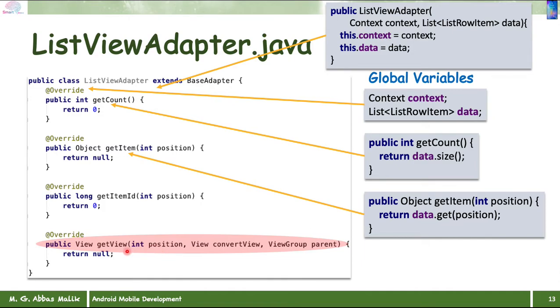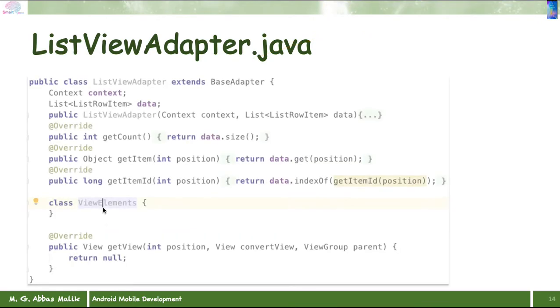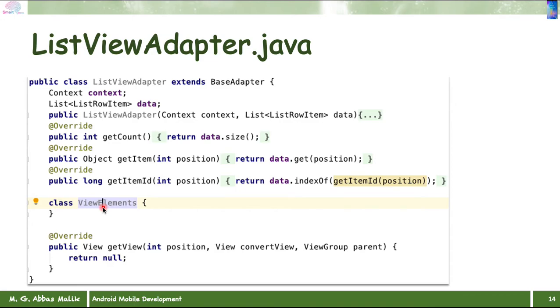So we need to implement that one. We have created the global variables, and based on those global variables we have created the constructor. Then we changed the get count and the get item methods. This can remain the same, return 0. And then we need to implement that particular method here.